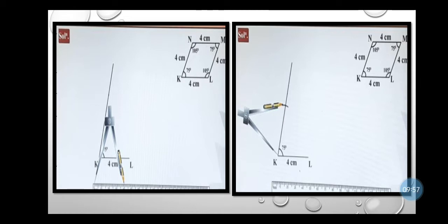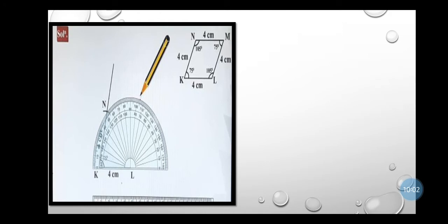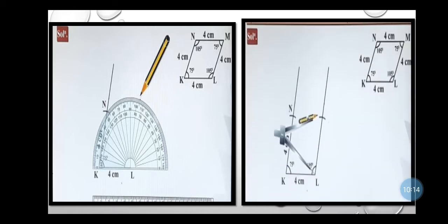N. Take your protractor, place it on point L. You will measure 105 degrees, that is an obtuse angle. Draw a ray. With the help of a compass, the same measure, that is 4 centimeter, place it on point L and cut an arc. The new arc you will name as point M.